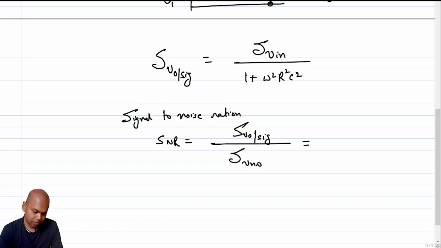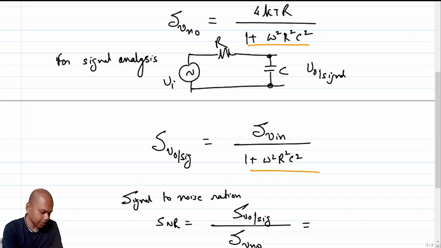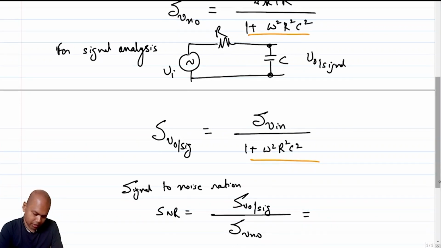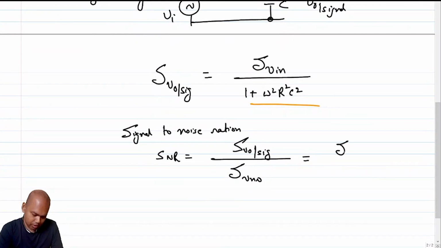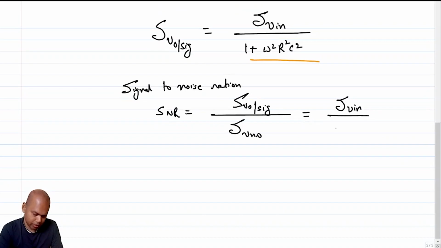So what will this be? Note that both in the case of signal and noise, the denominator in this particular example is the same. So I essentially get the signal power spectral density at the input divided by 4kTR. Okay. So in order to maximize the signal to noise ratio, what do we need to do? We basically need to reduce R, right?